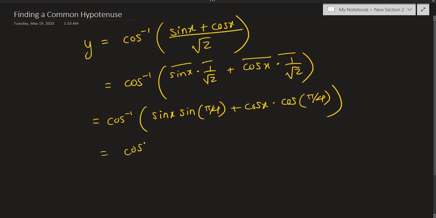So as I said, this is nothing but the difference of angles formula for the cosine. So we have cosine of x minus pi over 4. So cosine inverse and cosine are just going to cancel out. We get x minus pi over 4, and this is great because we don't even need to do any more substitution. We just have a simple x. So y is nothing but x minus pi over 4.